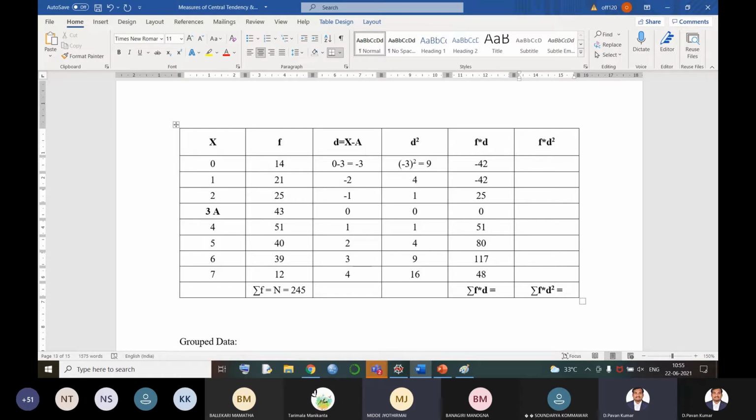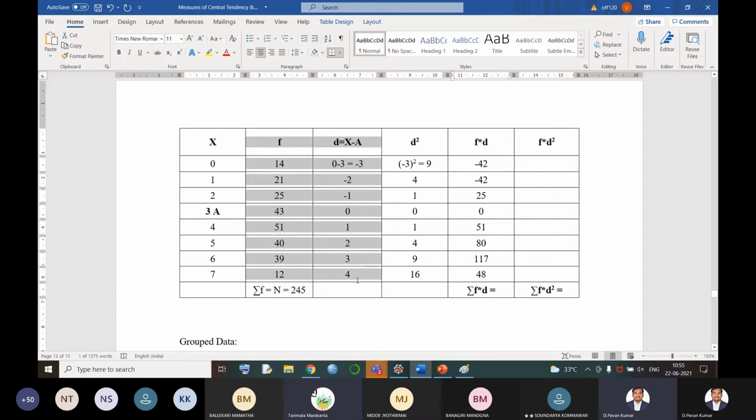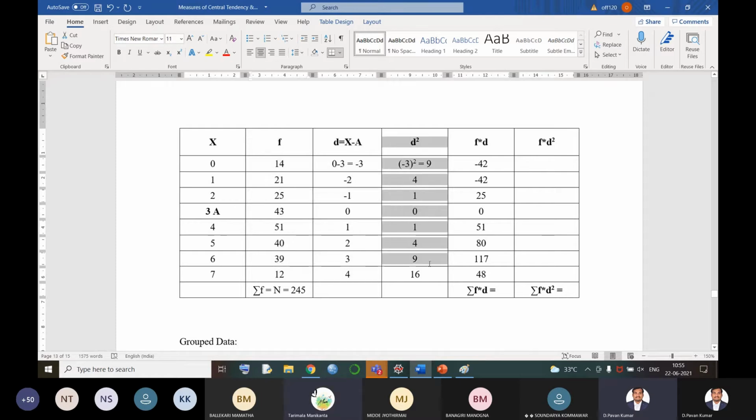Here I have just multiplied 40 into 2, that is 80. I am multiplying f into d, not multiplying with d square. Now you will get the answer as 160. Okay, see here. Concentrate. Now 14 into 9 is 126. Next 21 into 4 is 84.